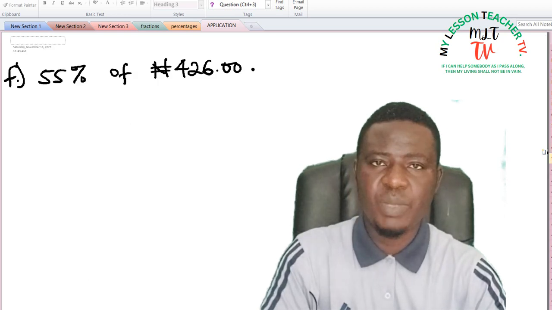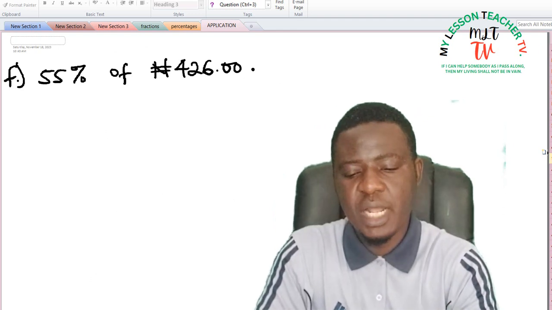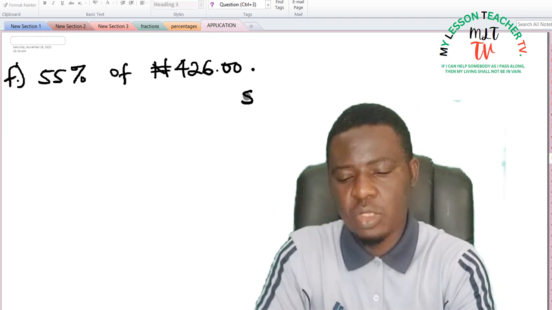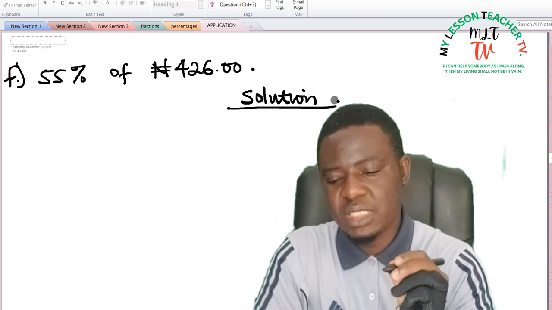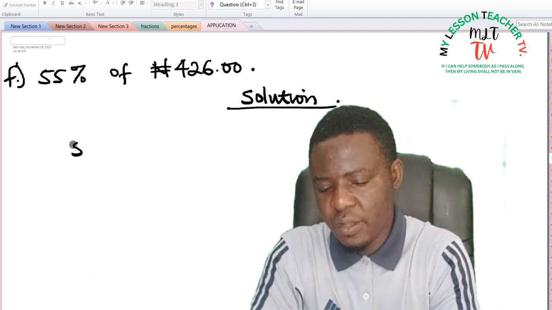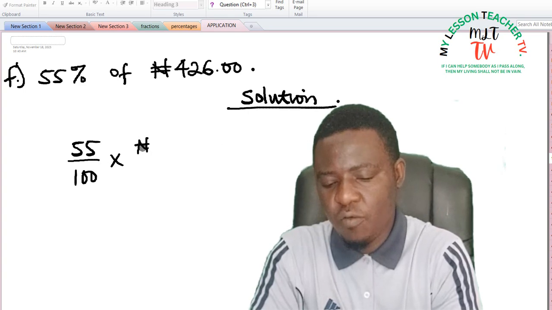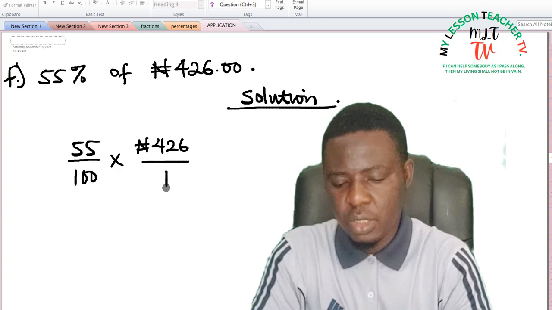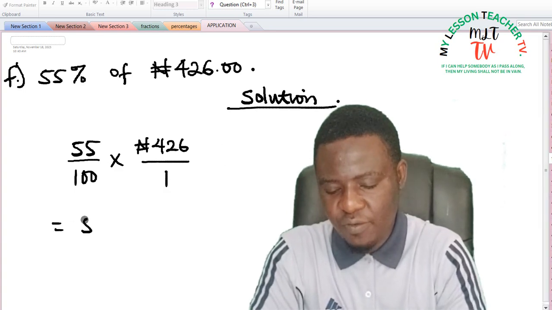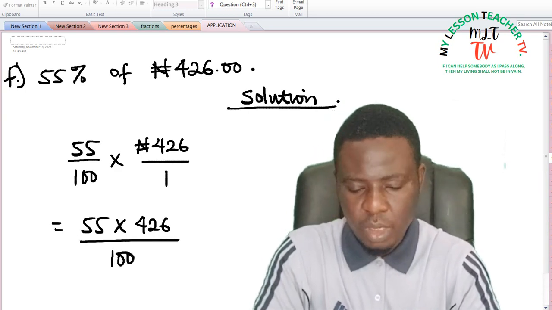Exercise F on percentages says we should look for 55% of 426 naira. So 55% of 426 naira can be expressed as 55 divided by 100 times 426 naira over 1. So this can be written as 55 times 426 divided by 100.